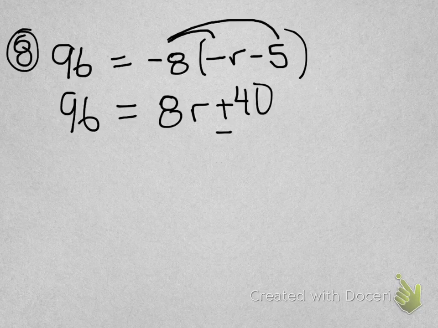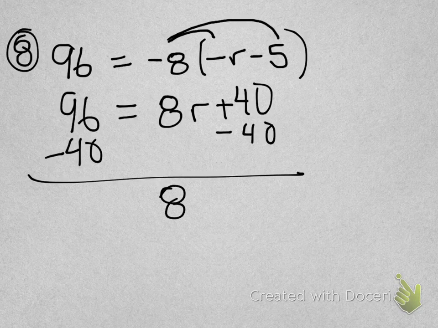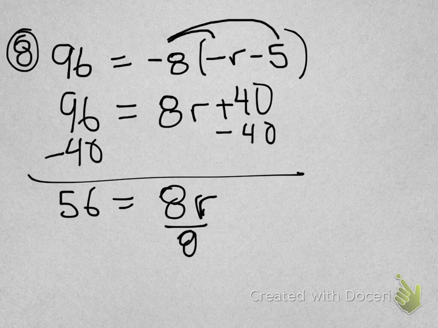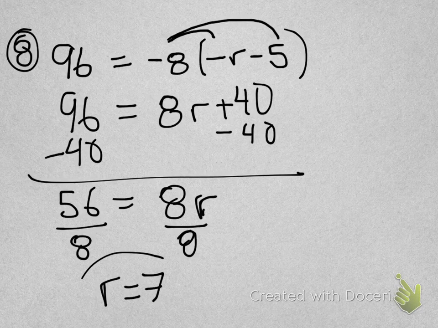Simple two-step problem. Subtract 40 from both sides. We get 8r equals 96 minus 40, which is 56. Divide by 8 on both sides. And we end up with r being equal to 7.